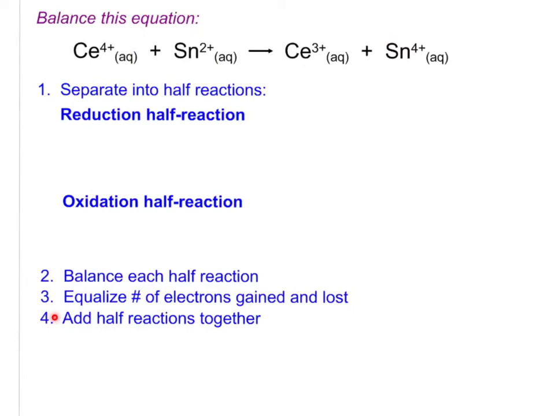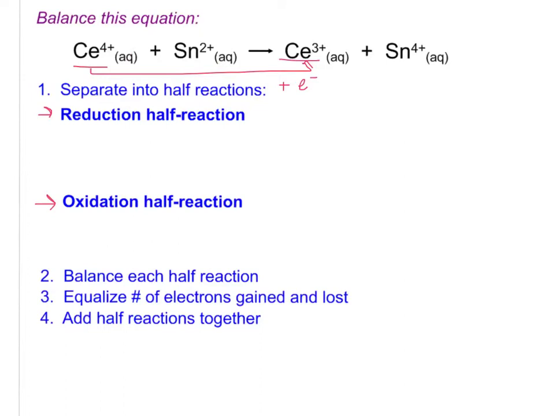The first step, we separate into half reactions. So the first thing we want to do is look at the reduction half reaction and the oxidation half reaction. We need to know what is the reduction half reaction and what is the oxidation half reaction. Cerium is going from +4 to a charge of +3. That means cerium is gaining an electron. So cerium is undergoing reduction.